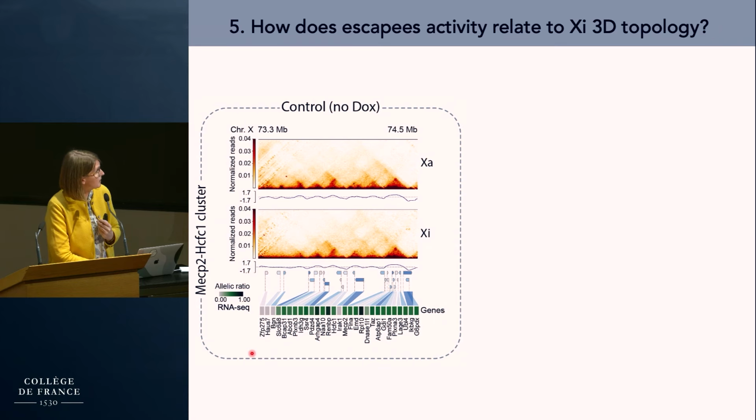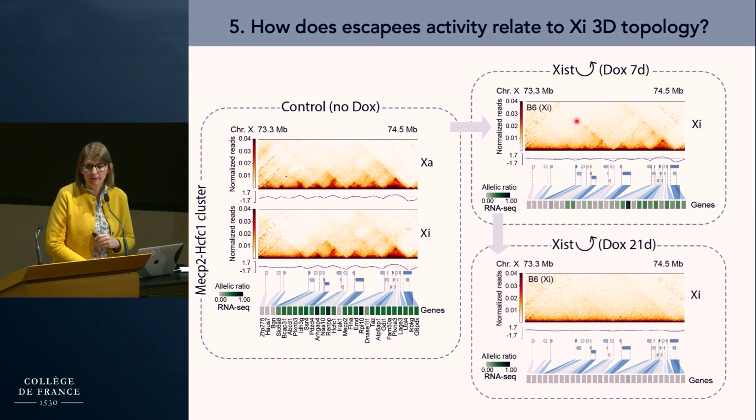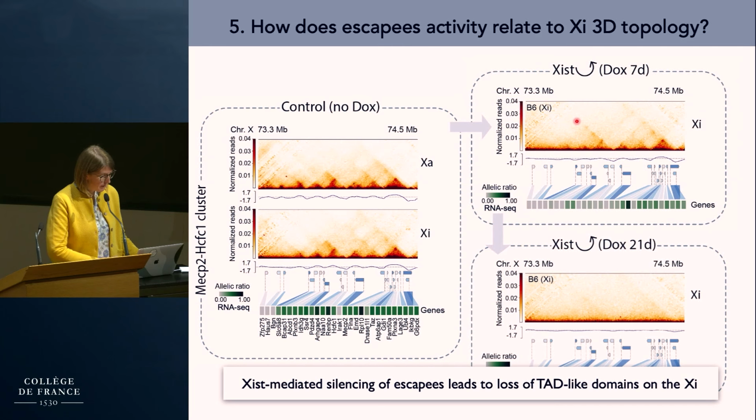And this is exactly what we did here. This is the biggest region of escapees on the inactive X. And you see that by Capture-C, here I show you the structure of the active X and the inactive X chromosome. In this case, they look very much similar, and that's because all genes in this region are actually escaping X-inactivation. So now, if you increase Xist levels up to 7 days, what happens is that you have dampening of escapees that from green start to become gray. And you also start to lose structure on the inactive X. And this became extreme at 21 days when you silence completely the entire region and you lose the TAD-like organization of this locus. So this is really telling us that Xist-mediated silencing of escapees does lead to loss of tight structure.